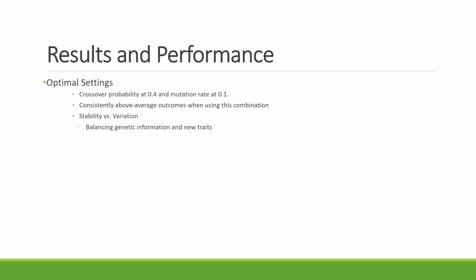Our optimal settings were having the crossover set to 0.4 and mutation set to 0.1. We generally got consistently above average outcomes using this combination, and there's always a balance of stability versus variation. We found an interesting balance here with 0.4 and then having a higher mutation rate of 0.1.